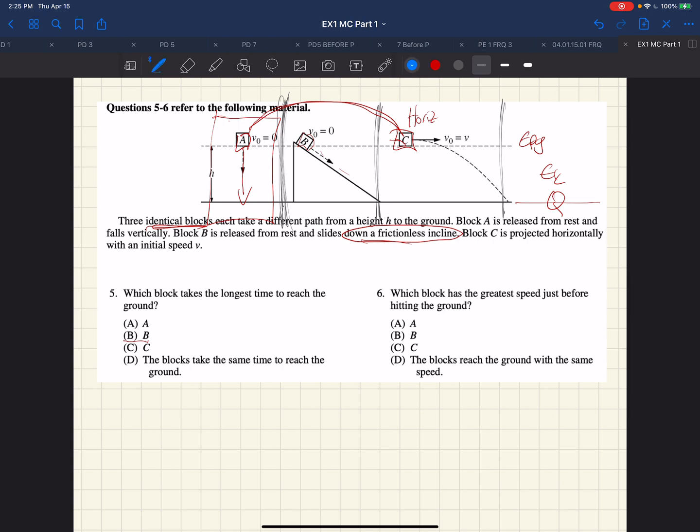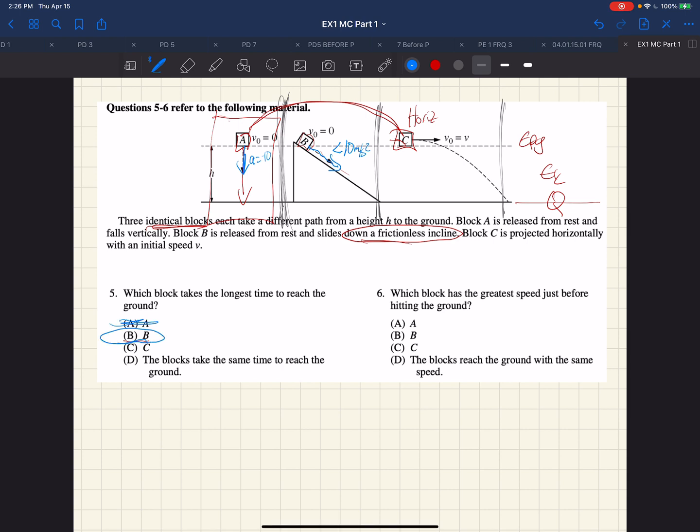Reasoning more carefully, this is going to experience an acceleration of -10. The acceleration that B feels is going to be less than 10 meters per second squared. So of course it must take longer to reach the ground than A. That means the one that takes the longest amount of time is B.